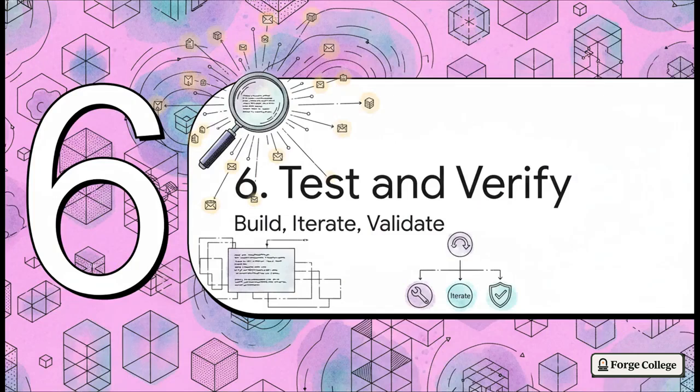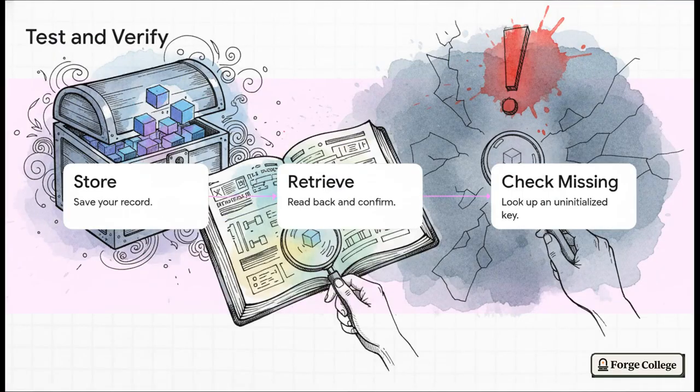Section 6. Test and verify. Build, iterate, validate. Okay, so we know the theory. Let's move into the practical validation phase. How do we actually confirm our multidimensional storage works in the wild? You need to memorize this three-step testing mantra. First, store the record. Second, retrieve the record and make sure the values match. And third, and this is the most important one, check a missing key. I really cannot emphasize this enough. Checking a completely uninitialized key is literally the only way to prove your existence flag is actually working and returning false when it's supposed to.